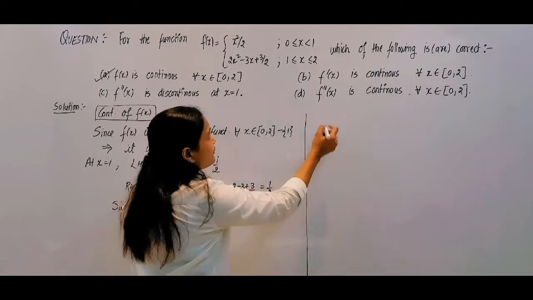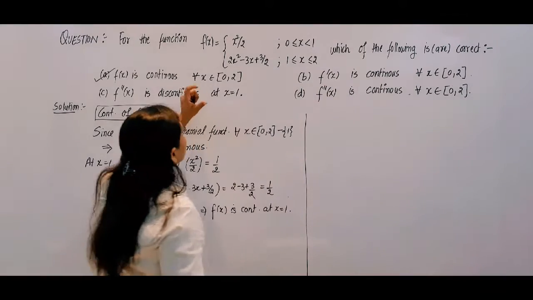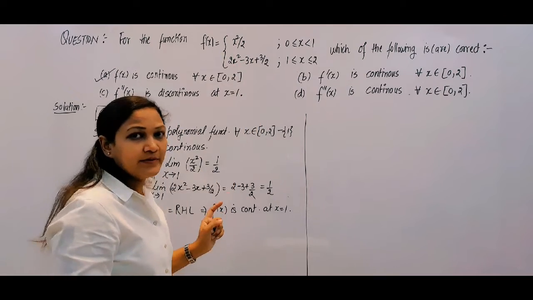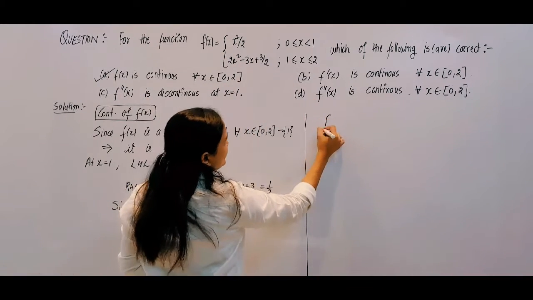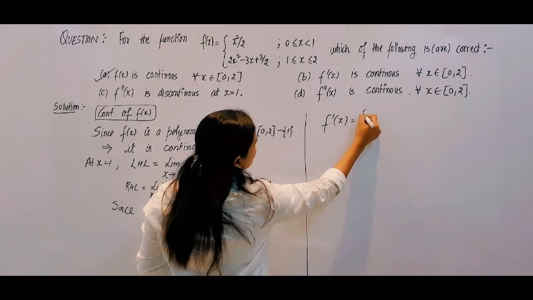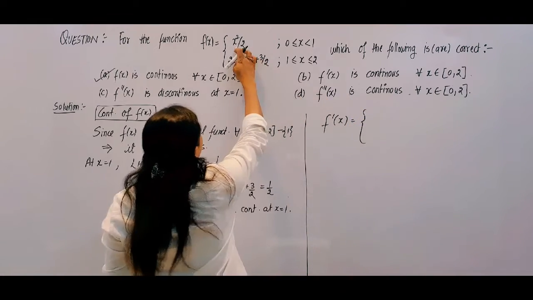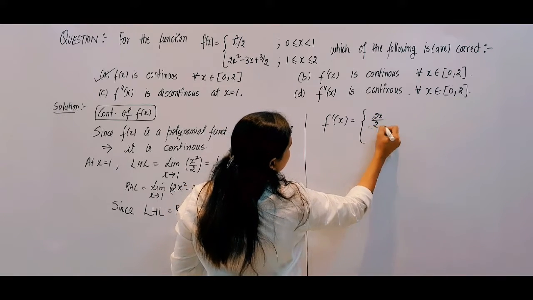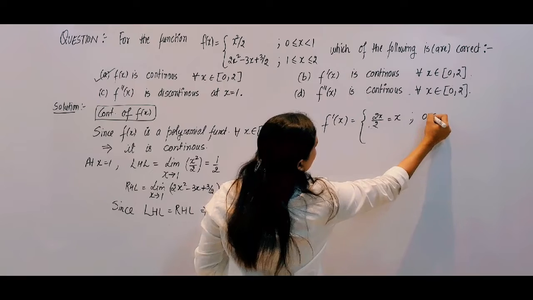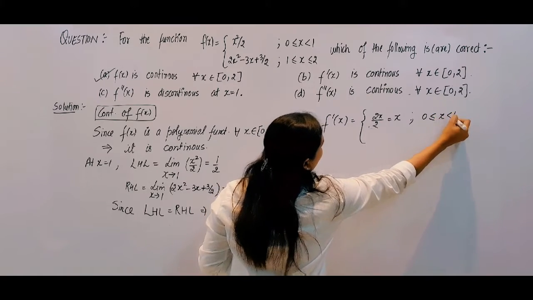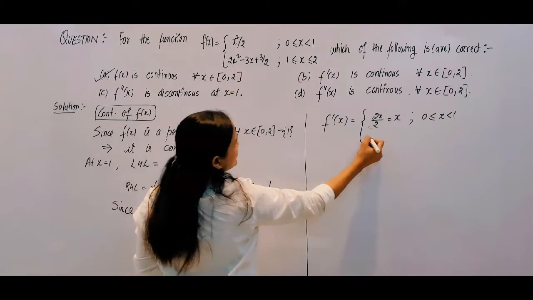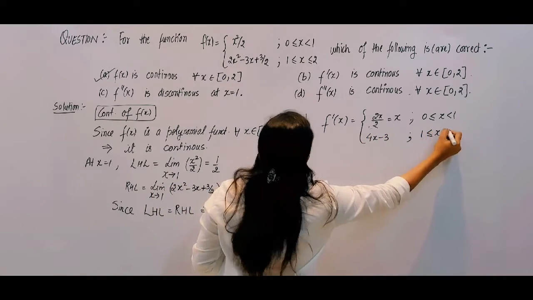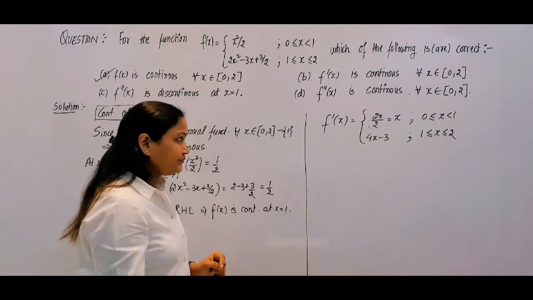Now you have to check your derivative function, whether your derivative function is continuous or not. So let us try to find out the derivative function. Now since to the left of 1 and to the right of 1 your function is differentiable, so you can directly find out the derivative function, and the derivative function will become the derivative of this is 2x upon 2, that is x when x is lying between 0 to 1, and the derivative of this is 4x minus 3 when x is lying between 1 to 2.